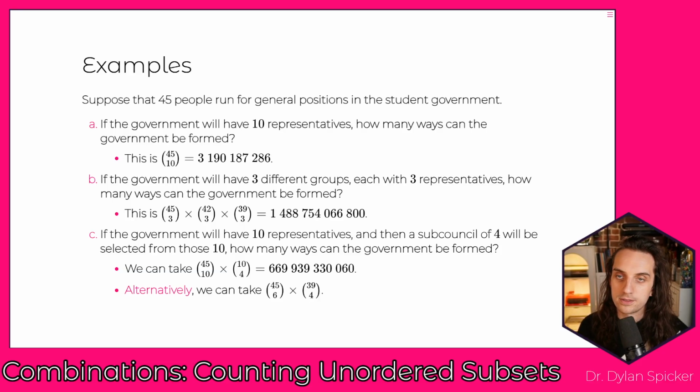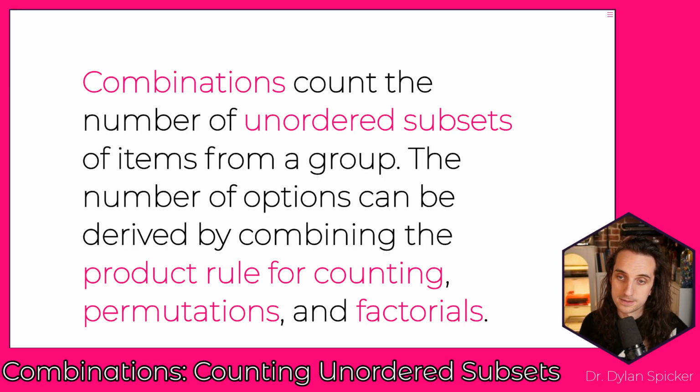Alternatively, you could think about this as choosing 45 choose 6 to take the people on the government who are not a part of the subcouncil, and then there's 39 remaining people. We want to choose 4 of those in order for them to actually be on the subcouncil. That will give you the same response.